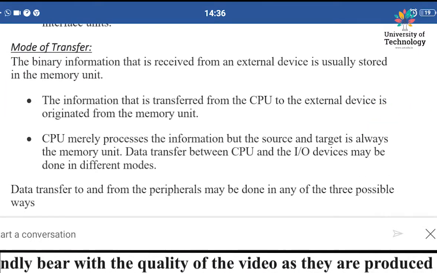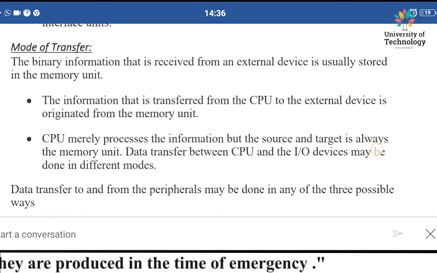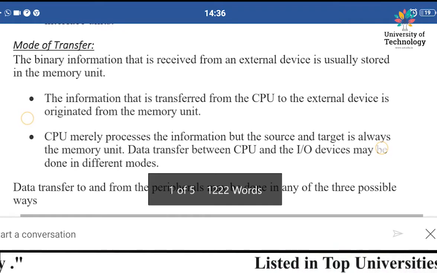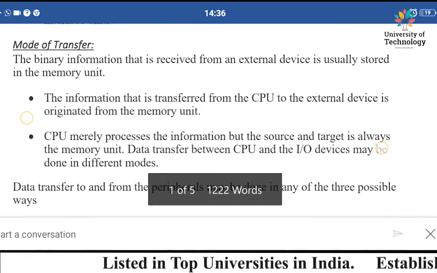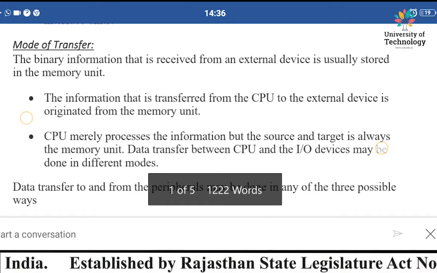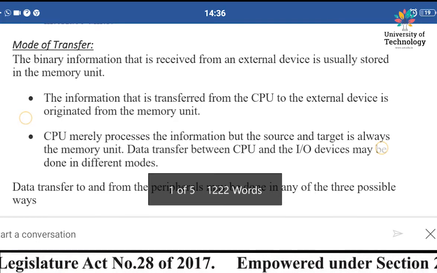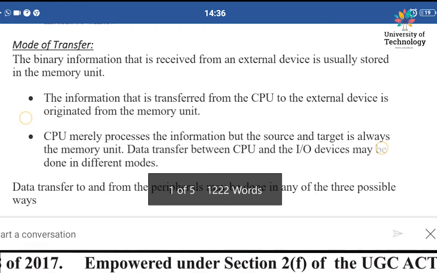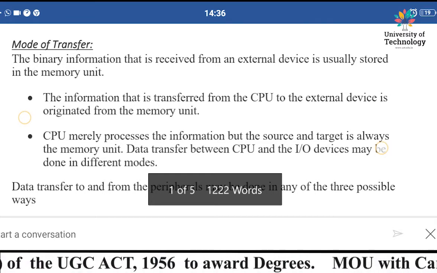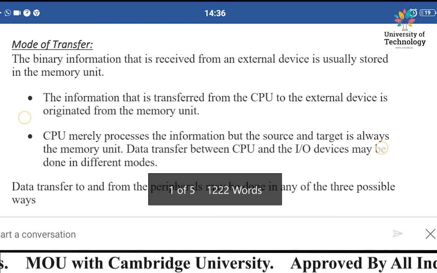Now after that we are going to see how many modes of transfer there are. We know that the data is being transferred in the form of binary units. You know what a binary unit is? Zeros and ones. So the binary information received from the external devices is usually stored in the memory unit. There must be some place where we actually store that data, and we store that data inside the memory unit.